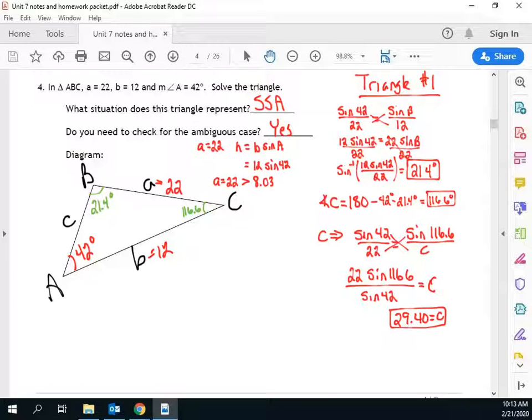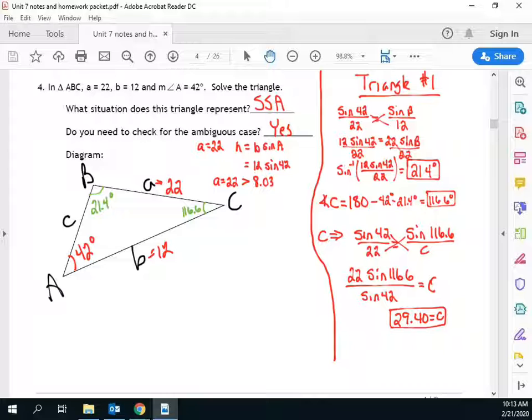Okay, so there you go. 1, 2, 3, done. Triangle 1's finished. Okay? Now let's test for an ambiguous case, which we do have the opportunity. That is going to probably happen because H is less than A. A is greater than H. So it's probably going to be two triangles. Okay? So let's just test it.